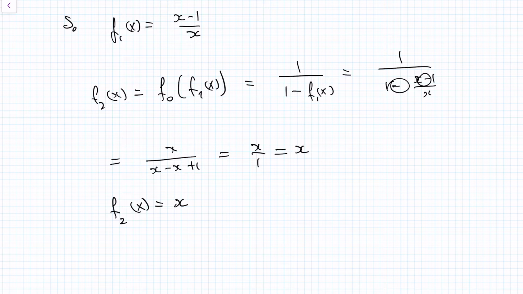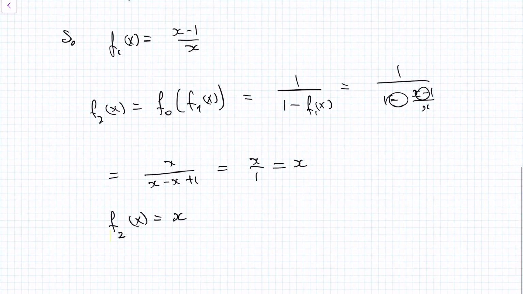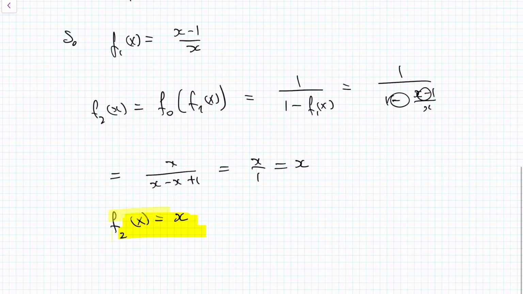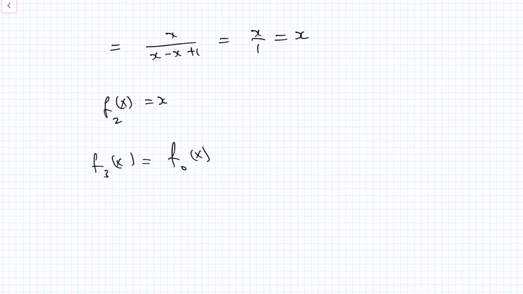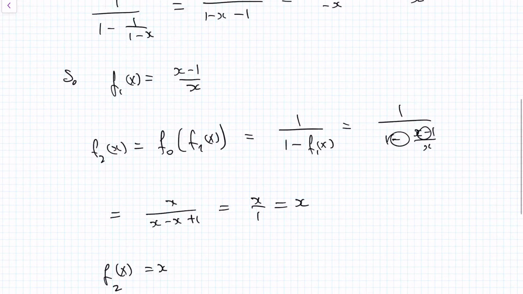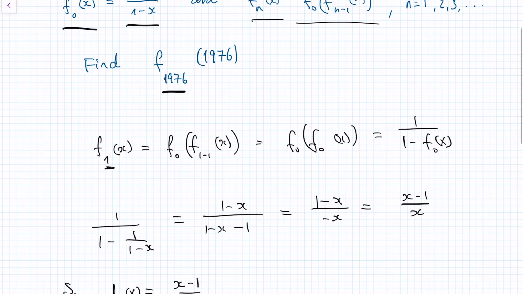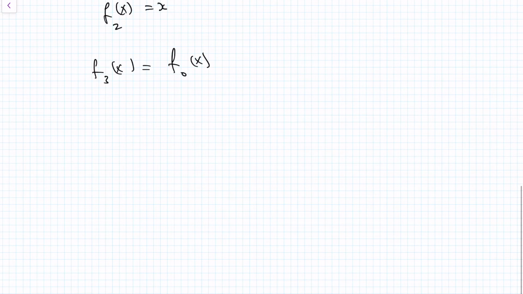If you keep doing that, you'll see a pattern emerging, right? So we're going to use the fact that f₂(x) is the same as x. So f₂ of f(x) is equal to x. Now, if you apply the same method, you will see that f₃(x) will give you f₀(x), right? Now we've established this, we can go back to the question, and the question was, what is f₁₉₇₆(1976)?